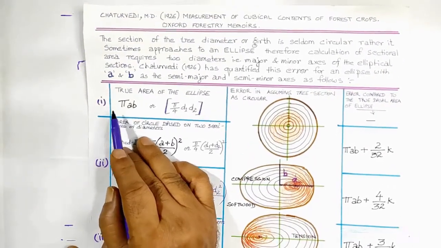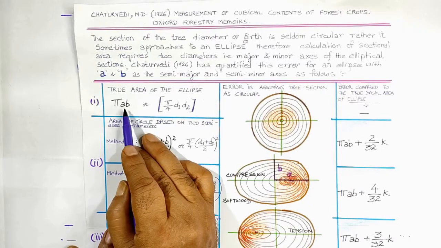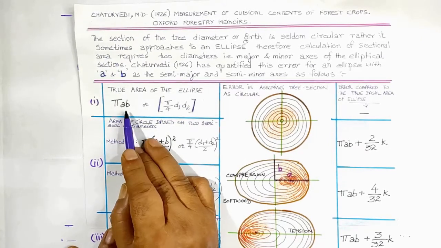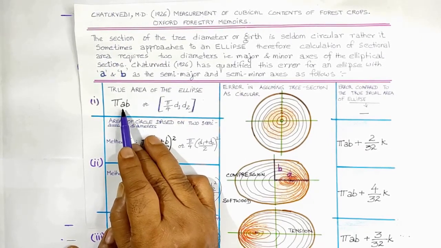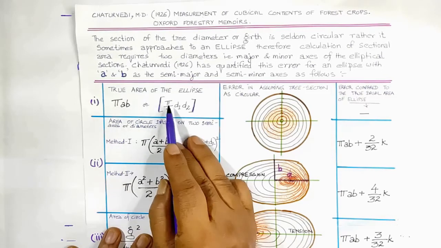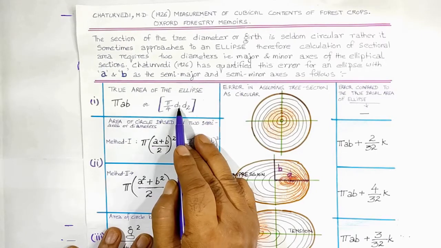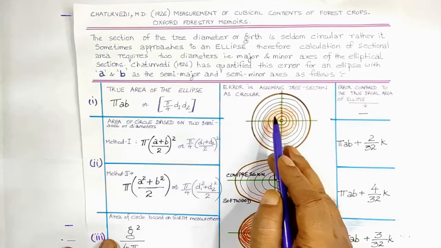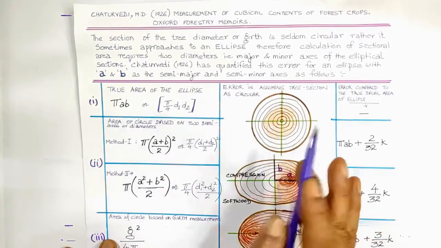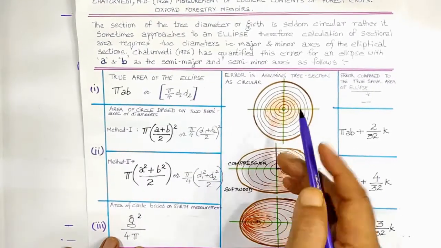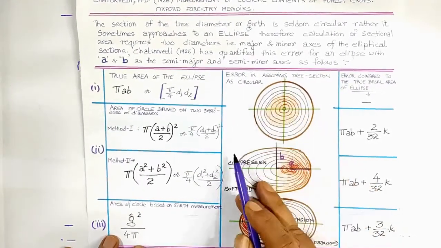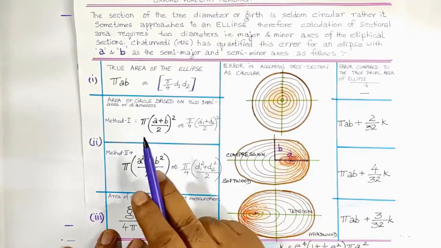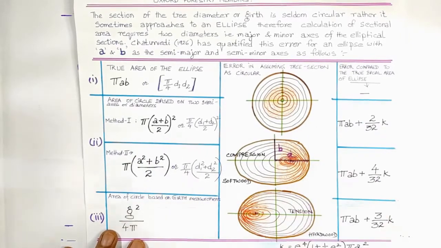So formula 1 says pi AB, to calculate the true area of an ellipse. One formula is pi A into B, the semi-major and semi-minor radii, or we can calculate pi by 4 D1 into D2, where D1 and D2 are diameters. So we can get the true area of an ellipse by this calculation. It's very simple. Now how much error comes, because your tree is not always a true circle, it is mostly irregular or an ellipse. So how much error it comes, and which formula should we take up which gives the minimum error.